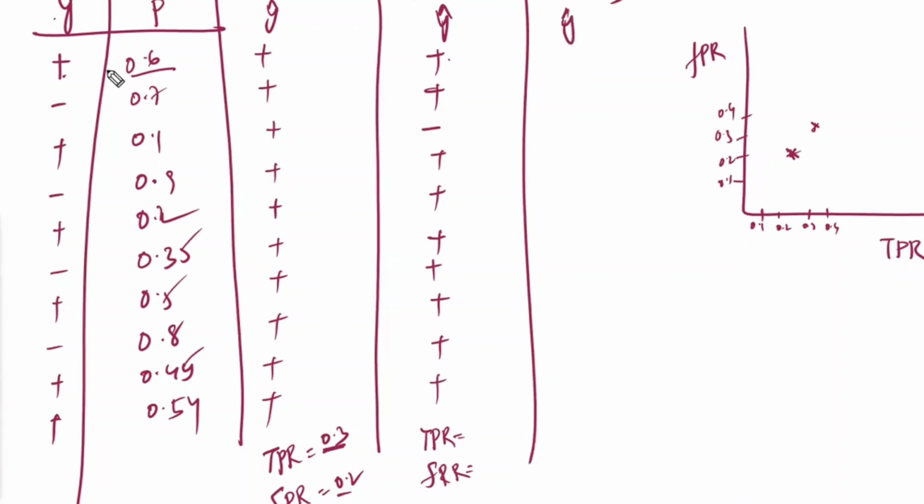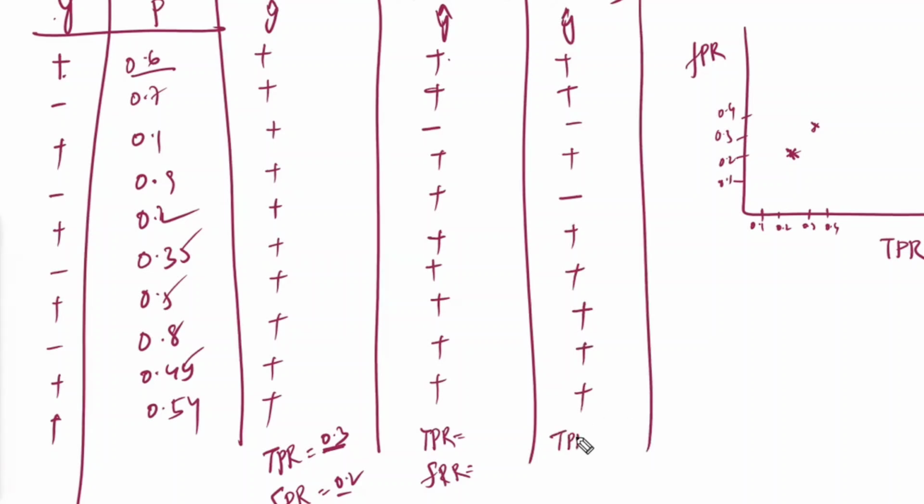Go with the threshold of 0.3. Again calculate. Now again positive, positive, negative, positive, negative, positive, positive, positive, positive, positive. Now again calculate the TPR and FPR and keep a point. For various threshold settings, keep a point like that. So automatically you will get a curve by joining all the values. This curve is called the ROC curve.